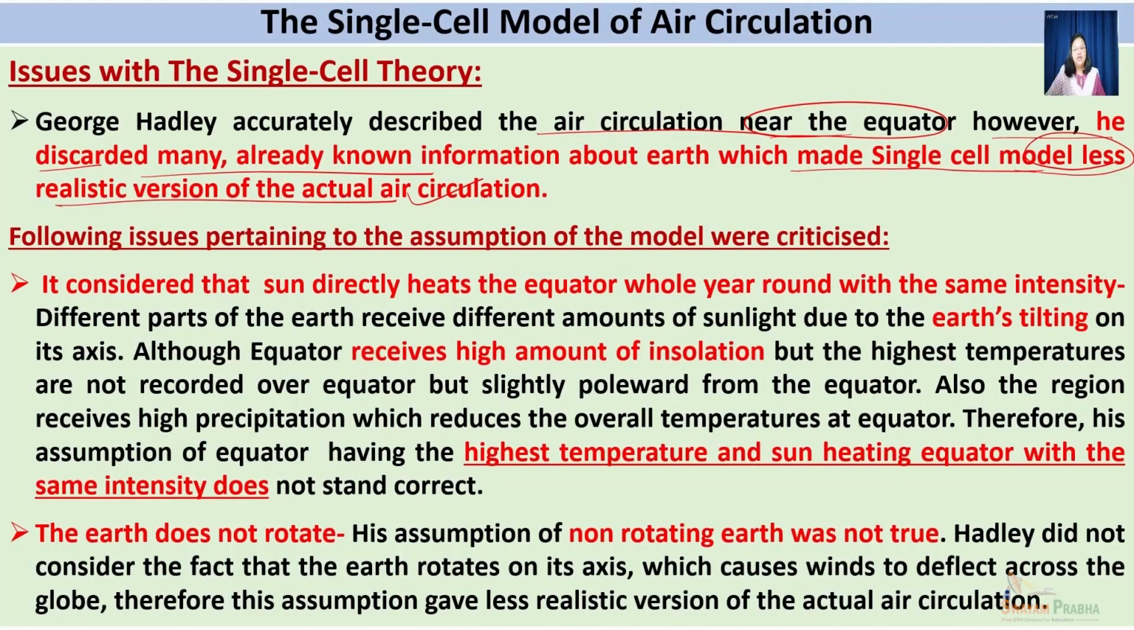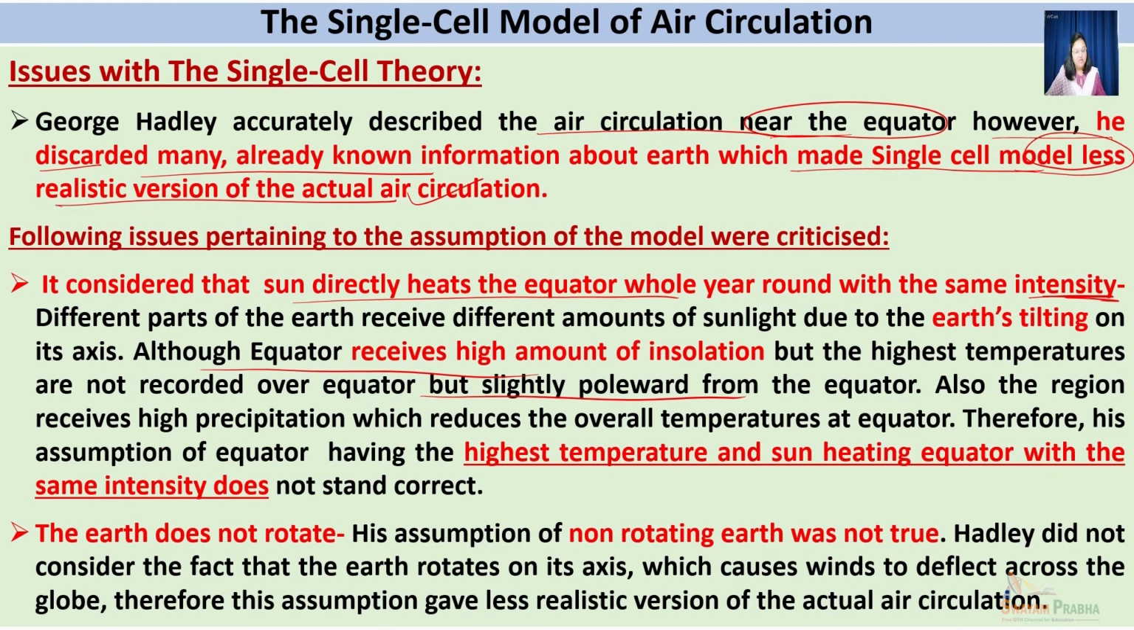The following issues pertaining to the assumptions of the model were criticized. First of all, he only considered that the sun directly heats up the equator the whole year round with the same intensity. Although we know today that different parts of the earth receive different amounts of sunlight due to the tilting of the earth on its axis also. Although the equator receives a high amount of insolation throughout the year, the highest temperatures are not recorded over the equator but slightly poleward, near the Tropic of Cancer and near the Tropic of Capricorn.